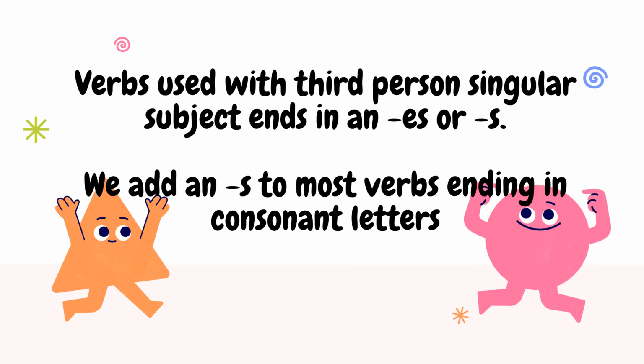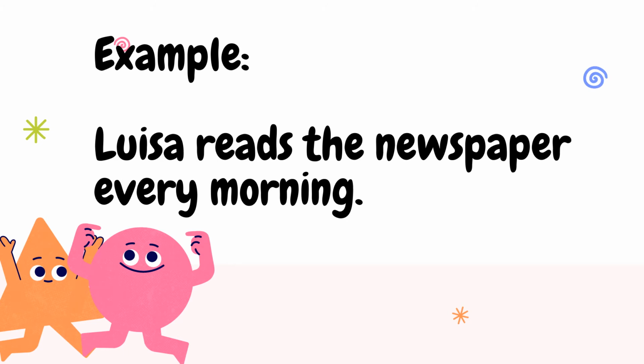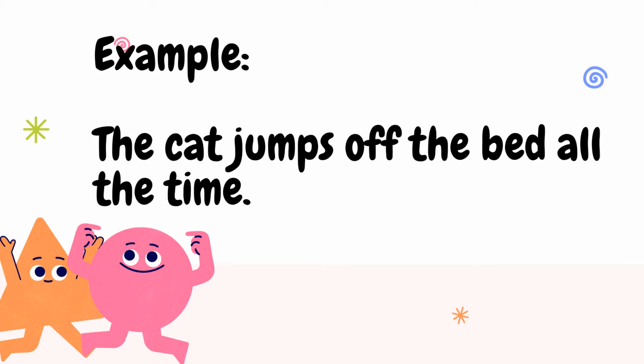Another one. Verbs used with third-person singular subject end in an ES or S. We add an S to most verbs ending in consonant letters. Example, Luisa reads the newspaper every morning. The base form of the verb reads is read, which ends in a letter D. Letter D is a consonant letter. Another example, the cat jumps off the bed all the time. The base form of the verb jumps is jump, which ends in a letter P. Letter P is a consonant letter.